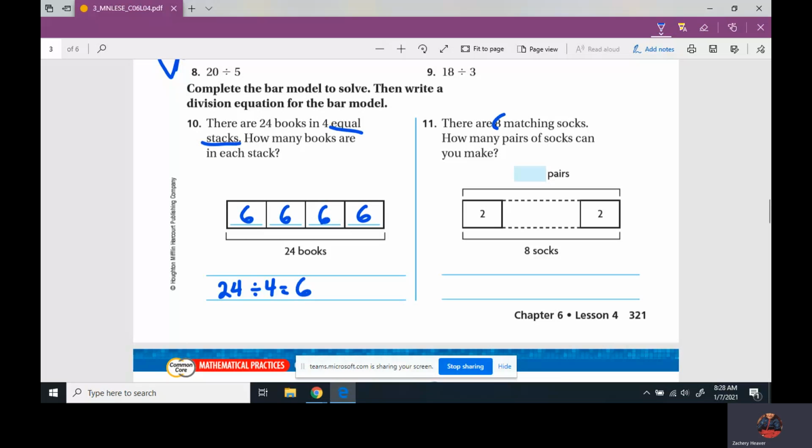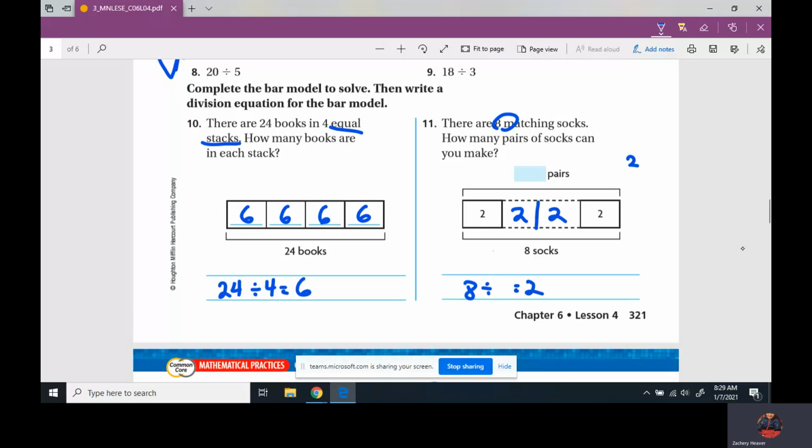So the next one: there are 8 matching socks. How many pairs of socks can you make? So we have 8 socks total. A pair is 2. So we have 2, 4. We have to make 8: 2, 4, 6, 8, which means a bar goes between here. That's equal. So how many groups do we have? 4. So 8 divided by 4, what's in each group? 2.